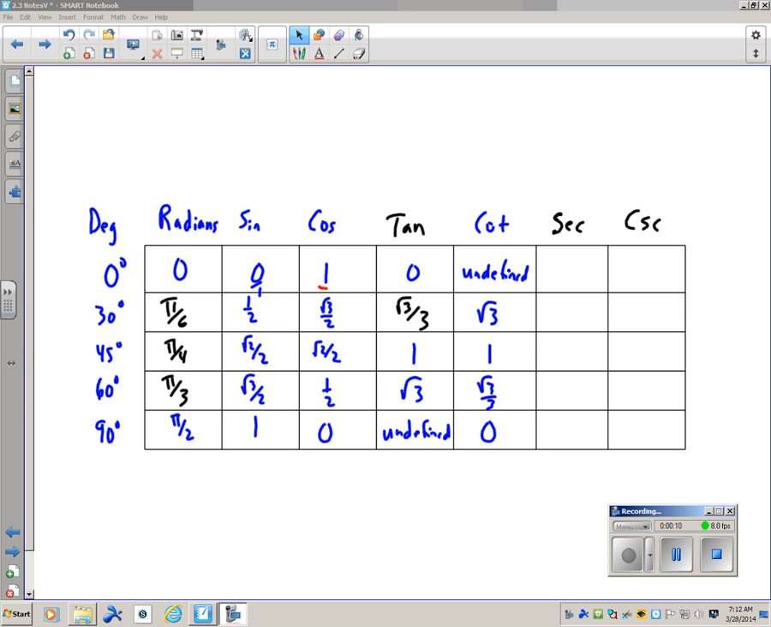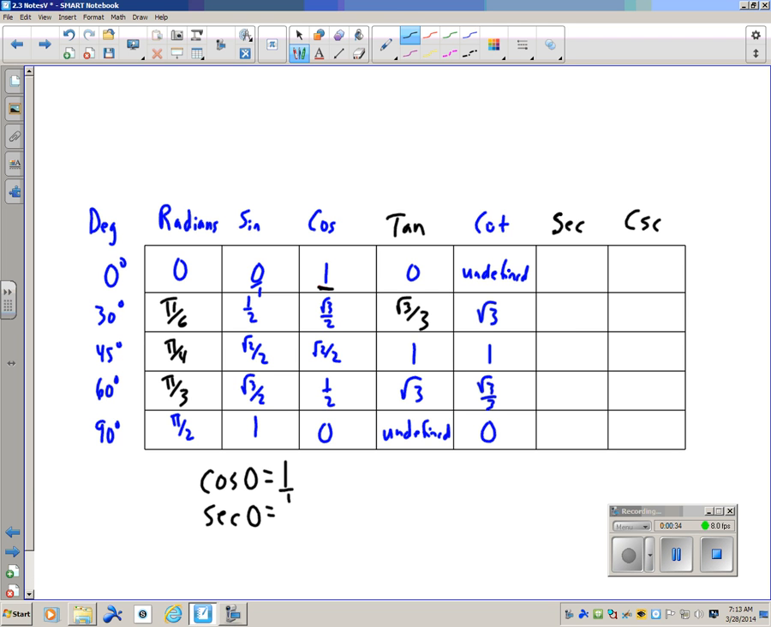Identity sheet. So we're going to continue here with secant now. Secant, if you remember, is a reciprocal of your cosine. So if you come over here and we look at the cosine of 0, that is equal to 1. We're going to find the secant of 0. The secant of 0 is just the reciprocal of 1. So if I turn that around, I just get 1 over 1, which is 1.